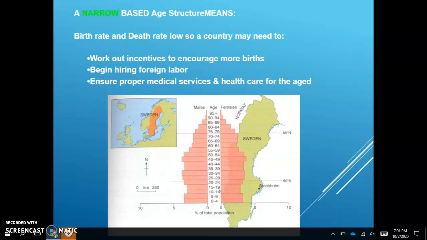begin hiring foreign labor, and ensuring proper medical services and health care for the aged. Now, the issue with this is if you have a developed nation and you have a declining population rate or a birth rate, basically there's not enough young people to take care of the old people.